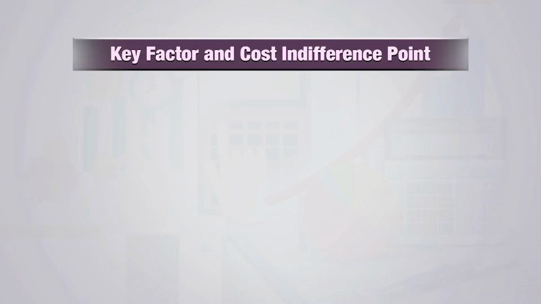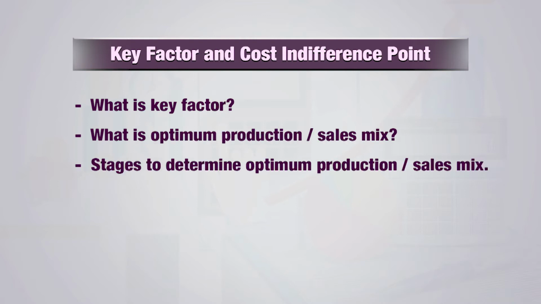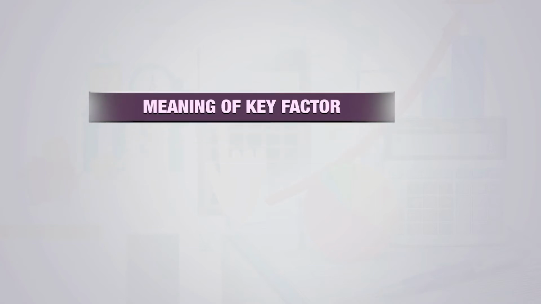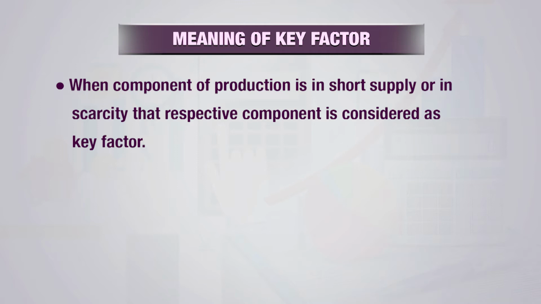In this module, the first part deals with what is key factor and what is optimum production or sales mix, the stages to determine optimum production or sales mix, and the significance of optimum production and sales mix. Now, let us understand the meaning of key factor. When a component of production is in short supply or in scarcity, that respective component is considered a key factor.